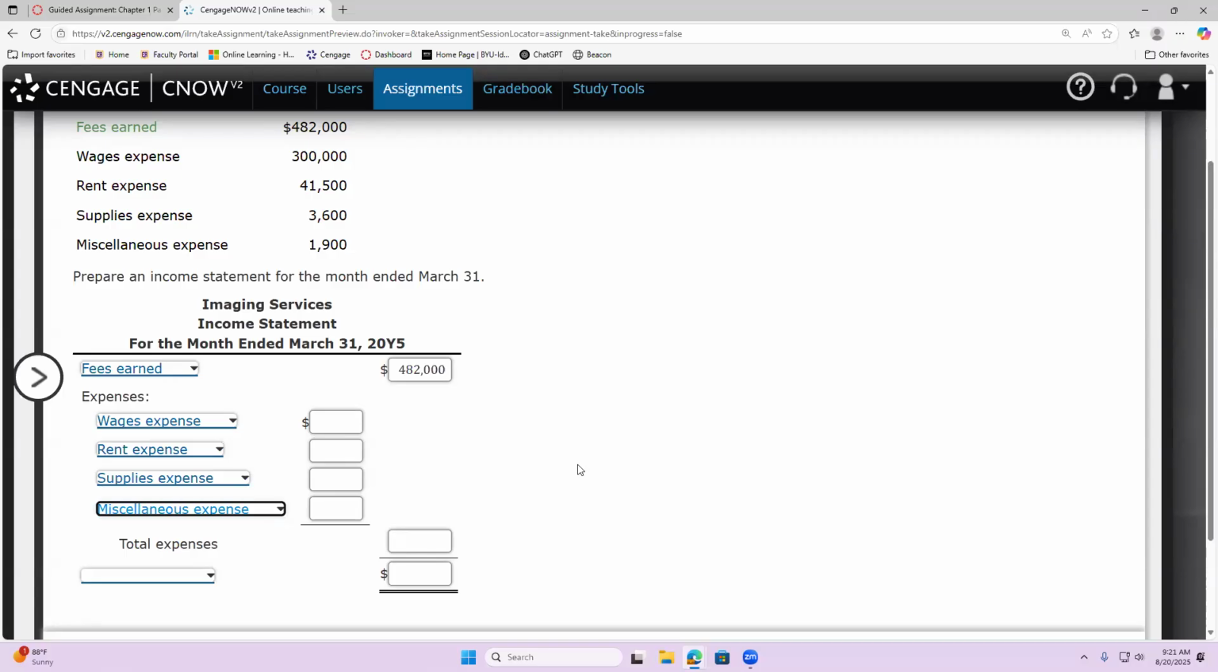All right. Wage expense is 300,000. Rent expense 41,500. So I'm just taking these numbers directly from what they're giving us. 3,600 and miscellaneous was 1,900. Anybody have a calculator to add those up real fast? You already did it?